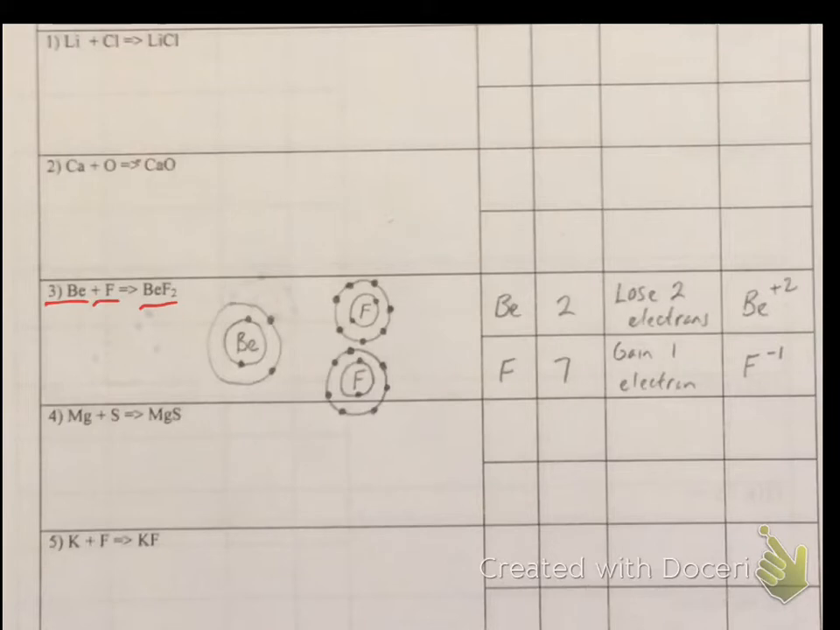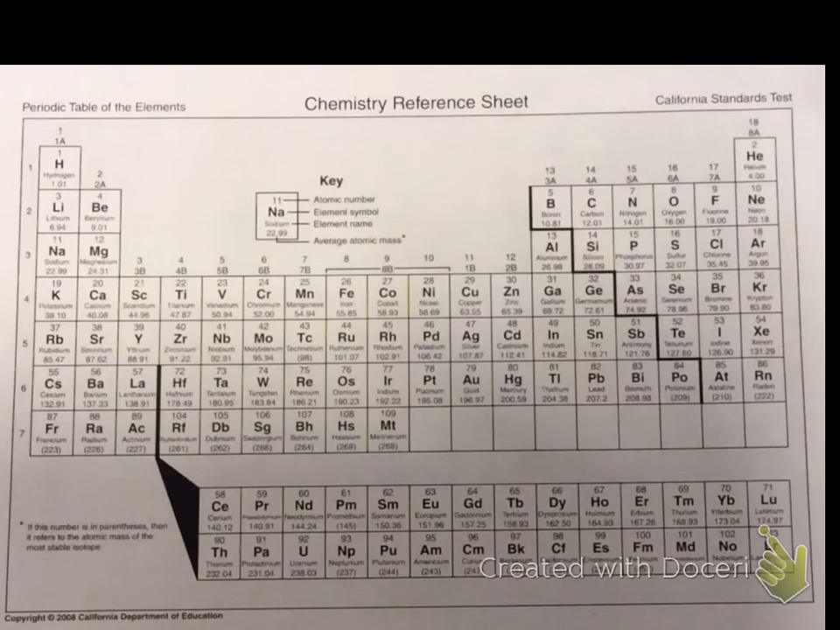You'll notice in my drawing that I've drawn one beryllium atom but two fluorine atoms. Let's talk about why that is. Beryllium is element 4 in the periodic table. The best way for it to achieve stability, in other words, look like a noble gas, is to lose two electrons so that it looks like helium. And so that's what it wants to do.